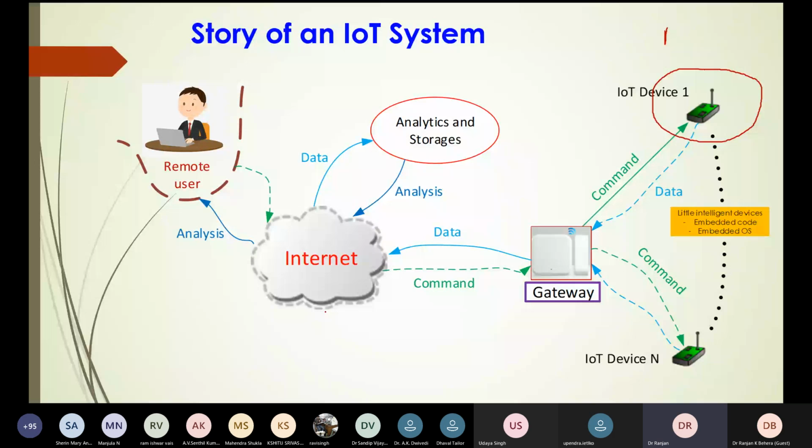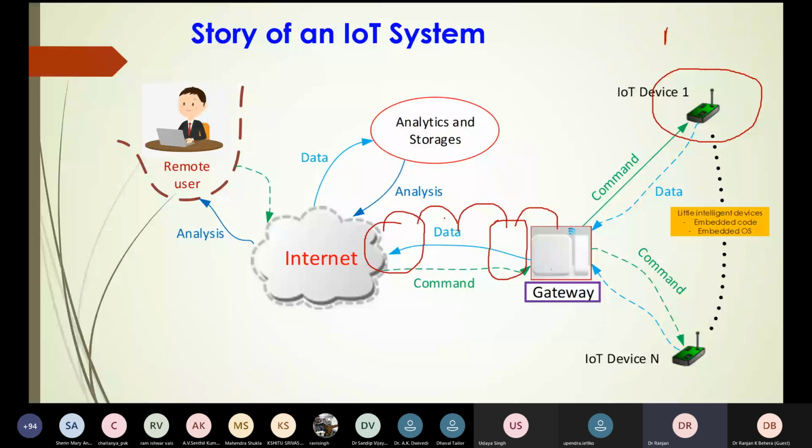So what will you do? There may be many gateways. One gateway is connected to another one, till you get the internet. So in a remote place, you can connect so many gateways till you reach the internet. And that is one of the biggest research areas, how to interact from one gateway to another gateway. And this research is going on.